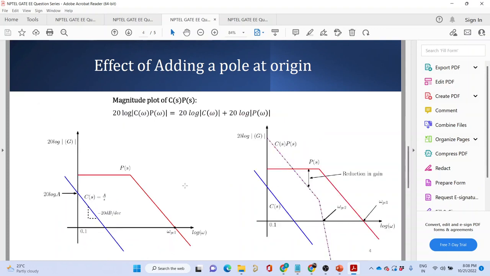Now, by reducing the gain of the mid frequency region, you have actually reduced the gain of those high frequency components which were responsible for making your system fast. You have now reduced the gain of those frequency components. Because of this reduction in gain, you will see that your system will become sluggish.